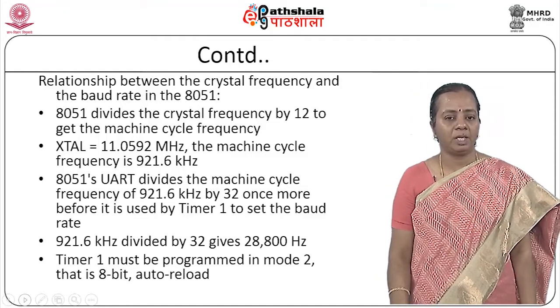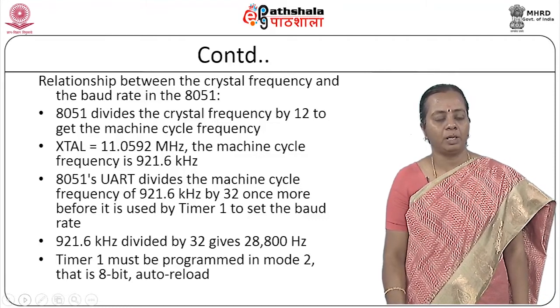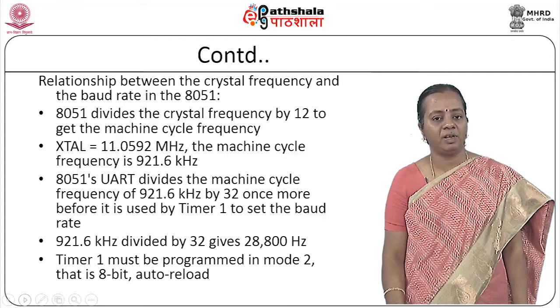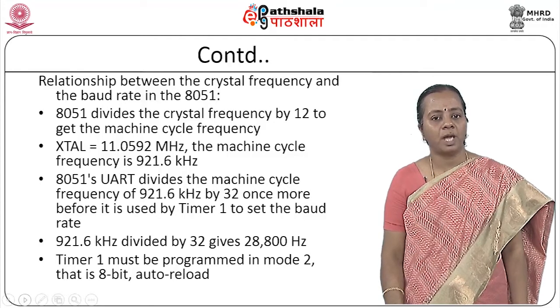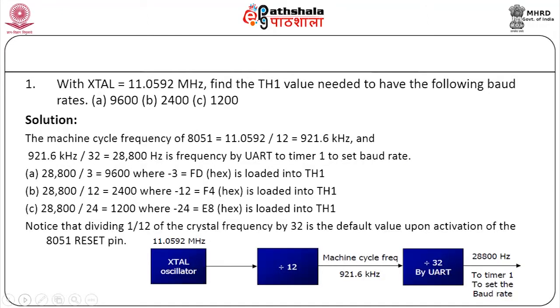So for that particular reason, we need to reduce the speed of this particular process. So for that particular reason, we will be configuring using timer 1 in program mode, and mode 2, in the sense 8-bit auto reload mode. So now we will know how we will be configuring this particular baud rate.